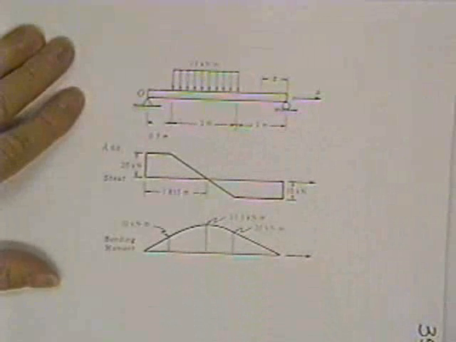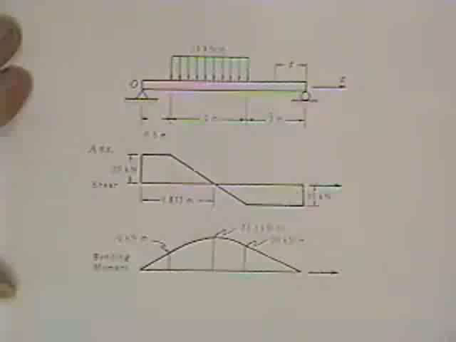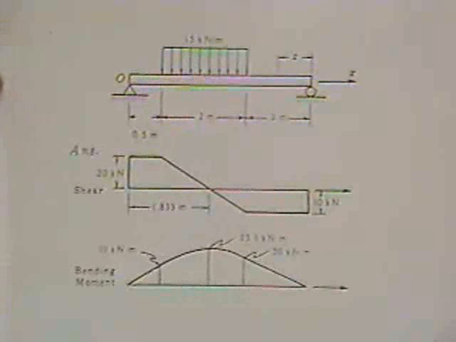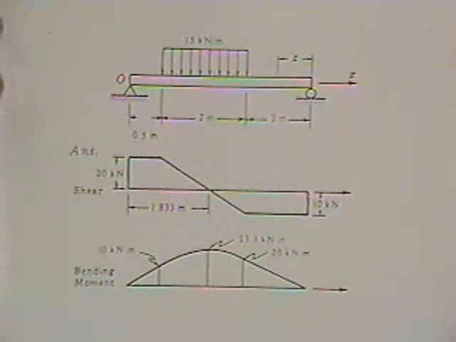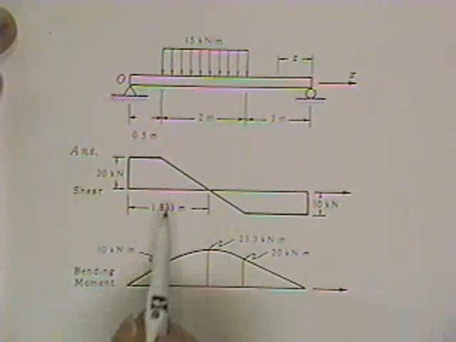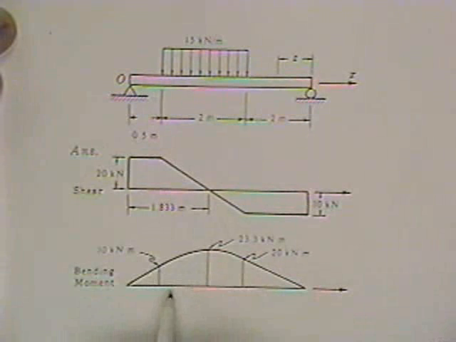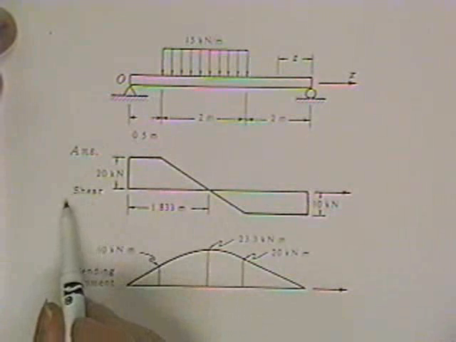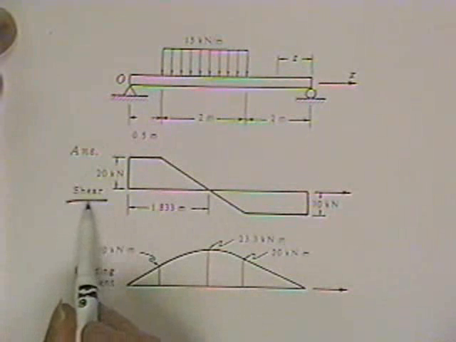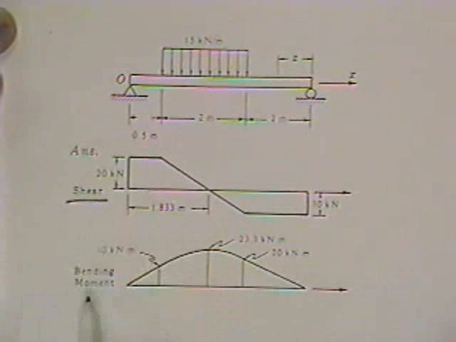Alright, here's the beam. And that beam has a 15 kilonewtons per meter load on it for 2 meters. And I've been asked to draw a shear and a moment diagram. The reason for solving for the shear diagram is so I can find the maximum shear in the beam. The reason I do a bending moment diagram is so I can find the biggest bending stress in the beam.